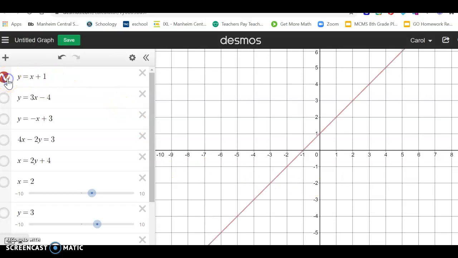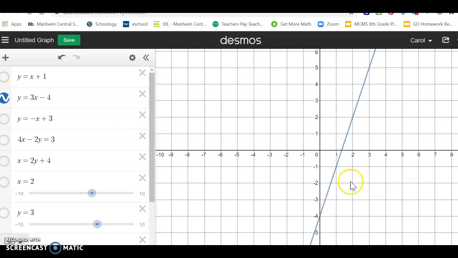So my first equation, y equals x plus 1. Is that a function? If you said yes, then you are right. It passes the vertical line test. If I draw a vertical line anywhere through this graph, it will only cross in one point, so it passes the vertical line test. Let's look at the second equation.